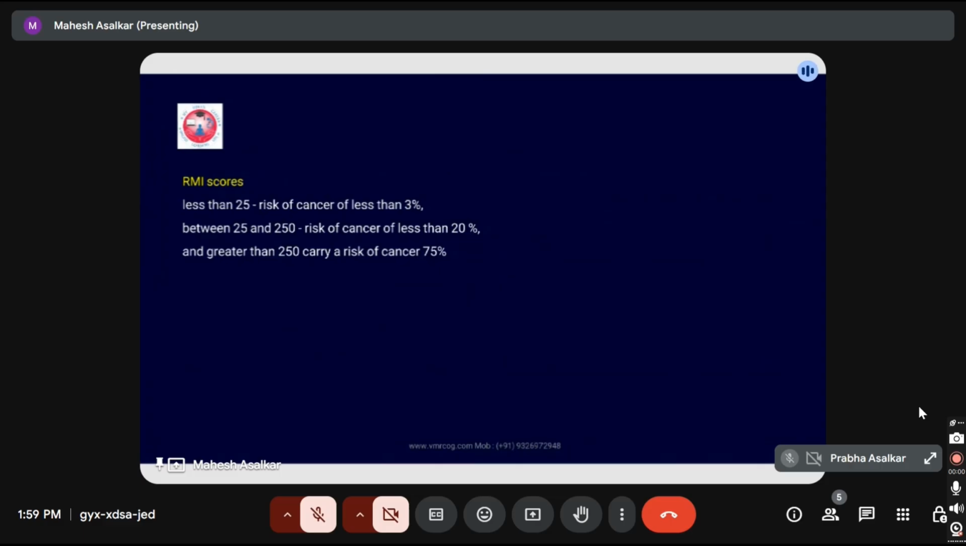It will help us in triaging. The patients will be referred to the gynec oncology. Unnecessarily we should not refer the patients to the oncology team also. So it helps us in triaging the cancer patients.